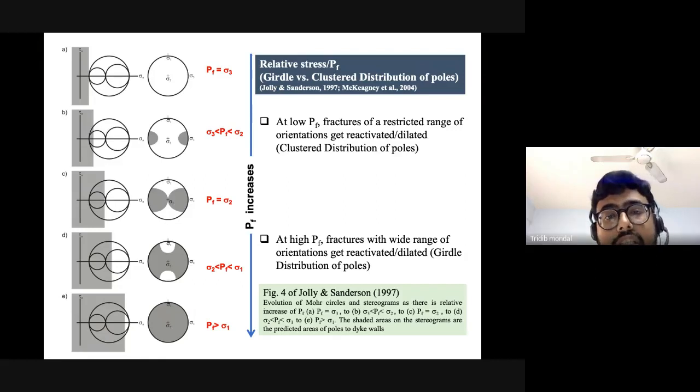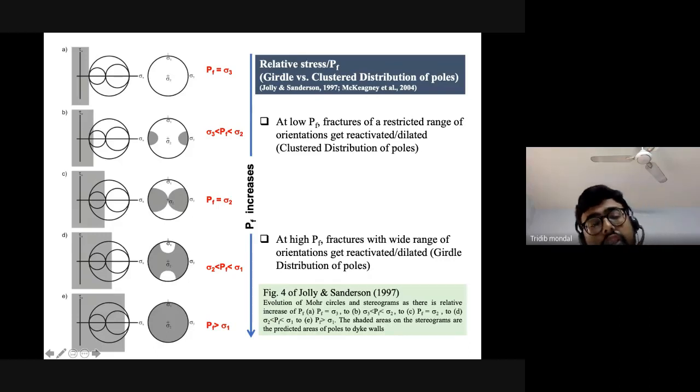that no orientations are susceptible for reactivation. As the fluid pressure increases, the range of orientations that are susceptible for reactivation increases. And finally, when it exceeds the maximum principal stress, or it's at least greater than sigma 2, the maximum orientations are susceptible for reactivation. As a result, we are getting a girdle distribution. But when the fluid pressure is less than sigma 2, we are getting a cluster distribution.